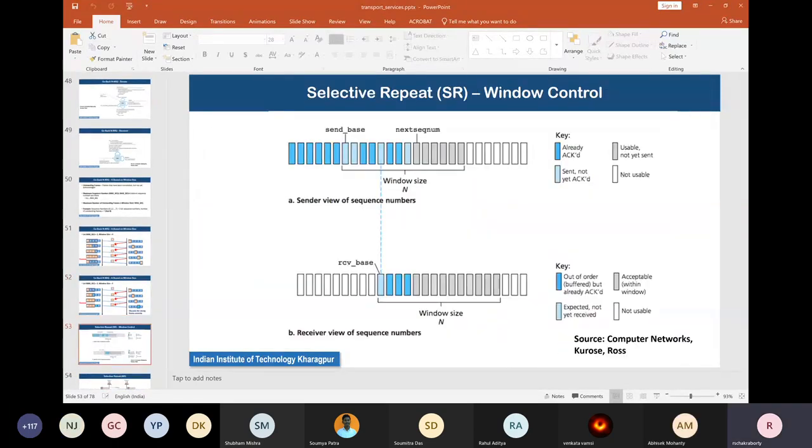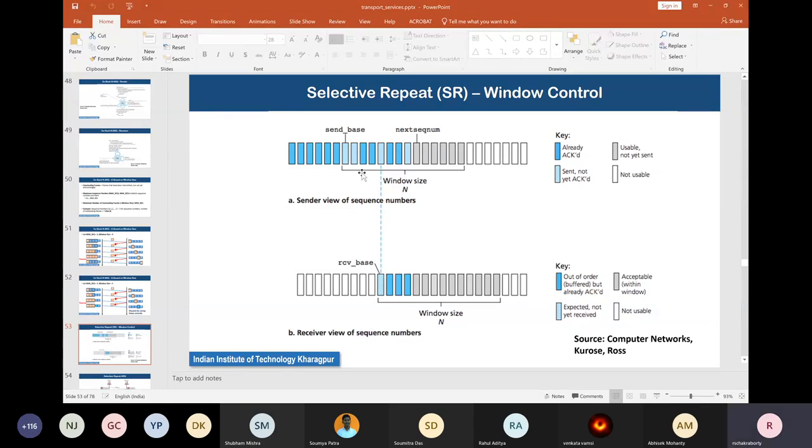This is called selective repeat or SR. In this, the state diagrams will be more complicated. You can draw your own state diagram if you want. But the sender window and the receiver window now look like this. Now there is some peculiarity. Earlier, in this range of light blue colored segments, there was no dark blue colored segment. There was nothing received and acknowledged out of order.